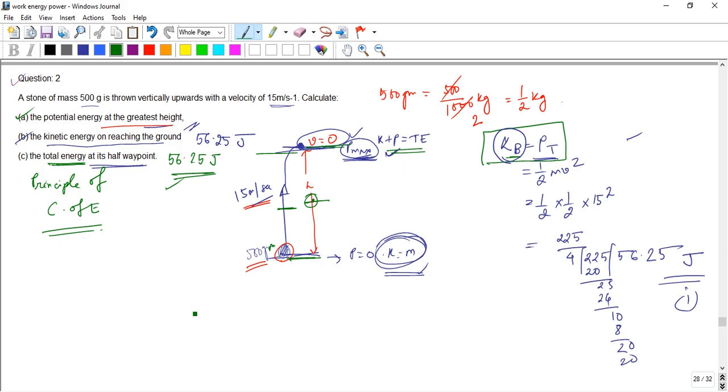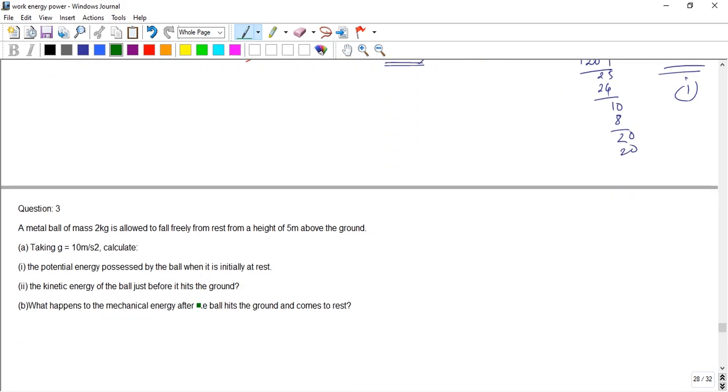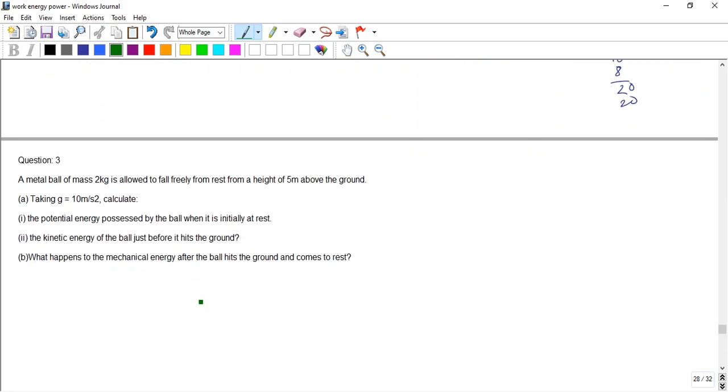Okay. Now, question number 3. A metal ball of mass 2 kg is allowed to fall freely from rest from a height of 5 meter above the ground. Okay. First, we draw a diagram. The ball of mass 2 kg is at the top of the building. Height is 5 meter.